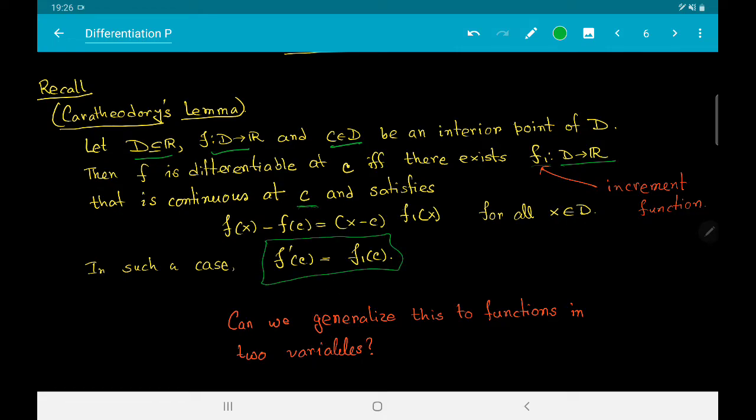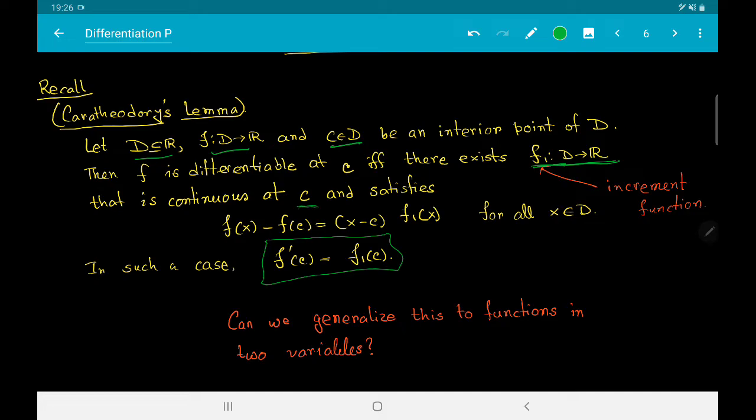So this also gives a way of computing the derivative of the function that we started with, and this function f1 that we just talked about was called an increment function.